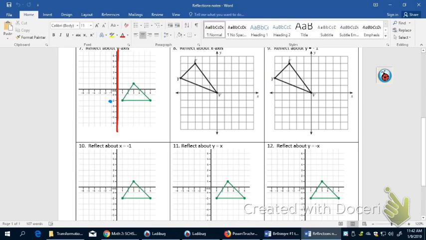So this point over here is 1, 2, 3, 4, 5, 6 away from the red. So I'm going to go 6 away on the other side. 1, 2, 3, 4, 5, 6. I think I did that right. I didn't. There we go.